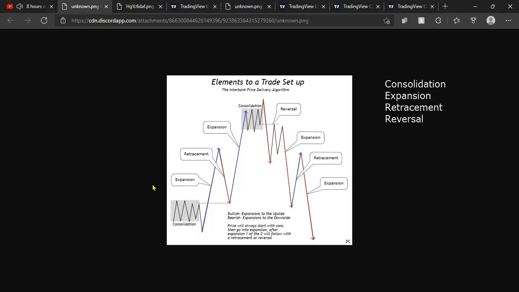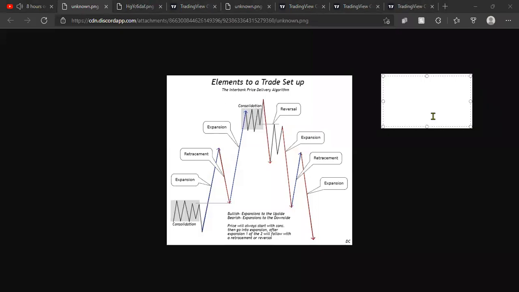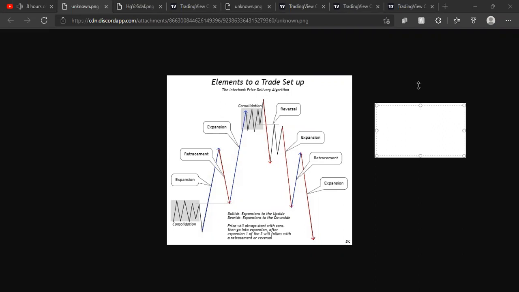So let's get into the video. Today's video, I want to talk about something simple in structure, and something that I feel a lot of people possibly overlook.